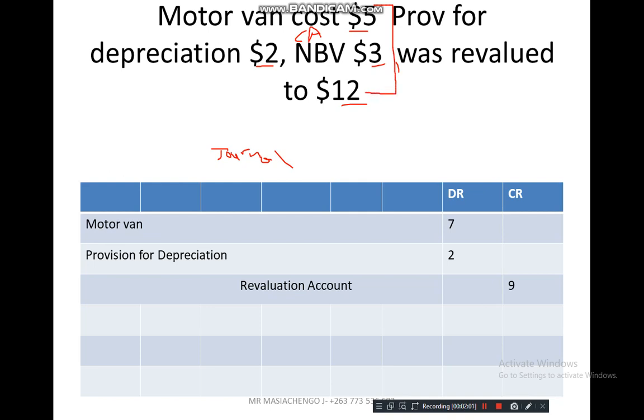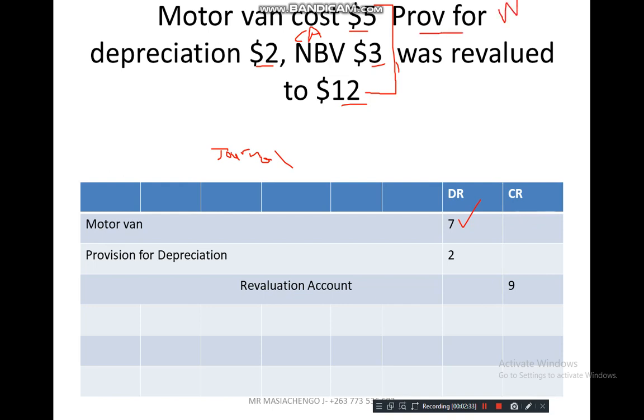The asset increased from $5 to $12. This is an increase of how much? $7. An asset is a debit balance, and to increase it we debit with $7. As a takeaway, it's 12 minus 5, and we get 7. Then our provision for depreciation, we are expected to write it off.